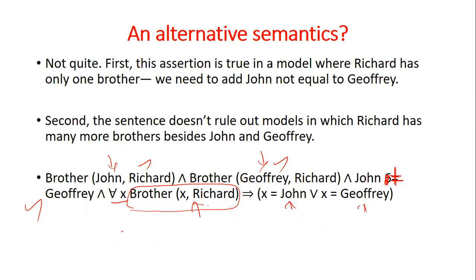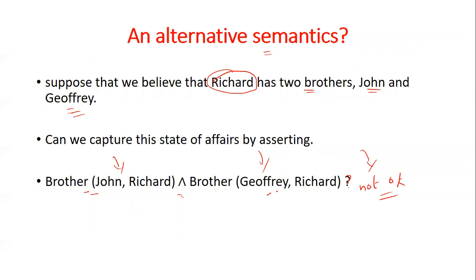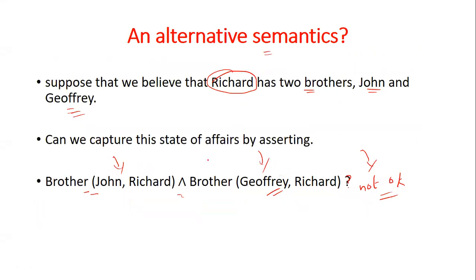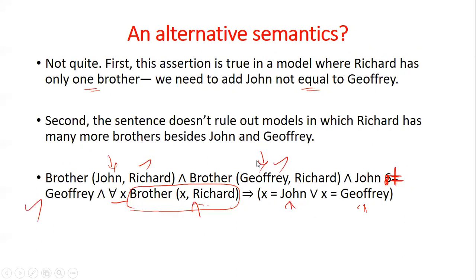Okay. Right. So this is not the correct way of representation. Why is this not the correct way of representation? Because this assertion is true in a model where Richard has only one brother. We need to add John not equal to Geoffrey, because as we have discussed previously, if you represent like this, then the model may assume John and Geoffrey as the same person. That is one reason. The second reason is the sentence doesn't rule out models in which Richard has many more brothers besides John and Geoffrey.